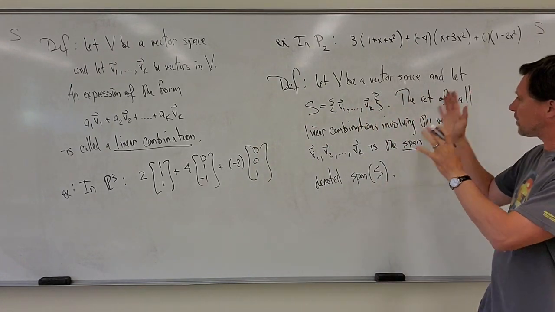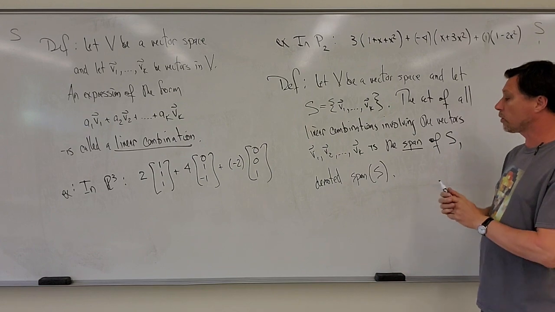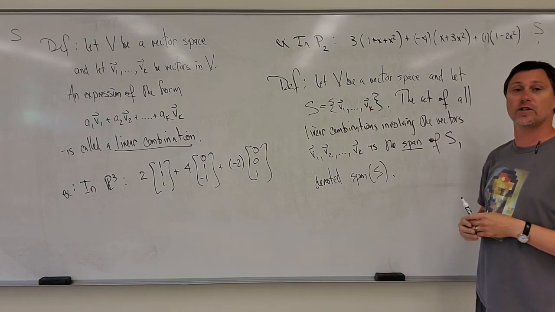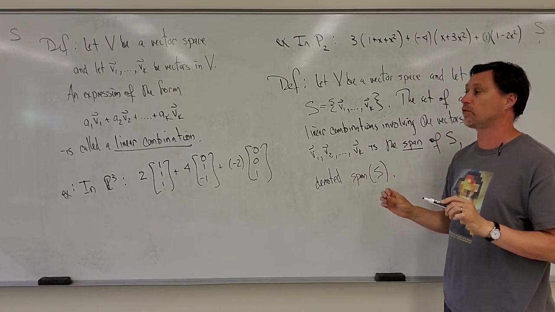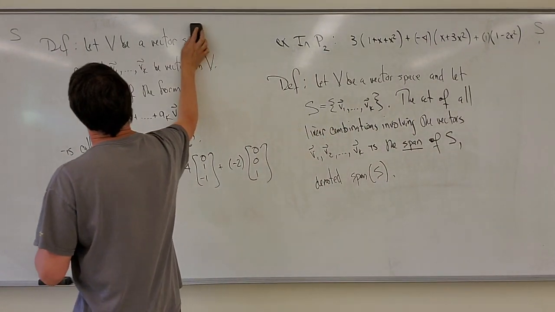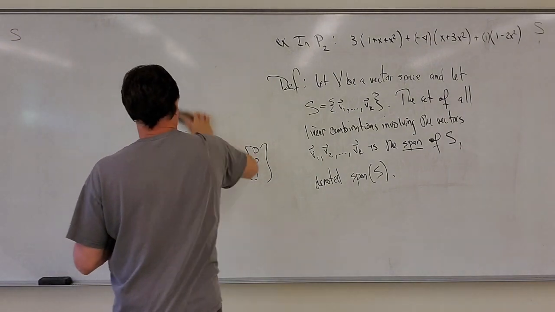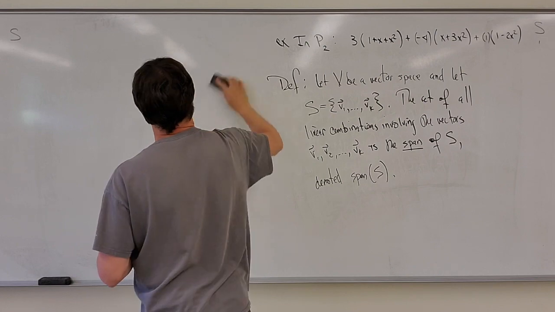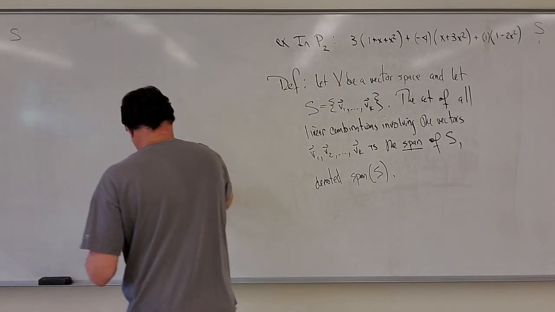So this is a definition that takes a little time. You got to wrap your head around. So what we're doing is we start off with this collection of vectors, and then we are going to consider every possible linear combination that you can form. All possible linear combinations. Now we're going to work with this concept of span constantly for the rest of this class.